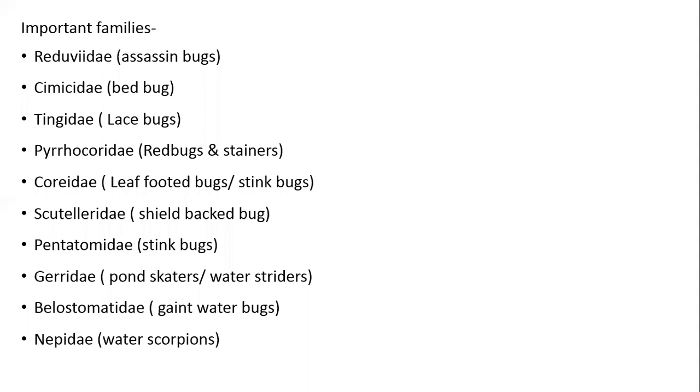Now we describe the important families of the Heteroptera: Reduviidae, assassin bugs; Cimicidae, bedbugs; Tingidae, lace bugs; Pyrrhocoridae, red bugs or stainers; Coreidae, leaf-footed bugs; Scutelleridae, shield bugs; Pentatomidae, stink bugs; Gerridae, pond skaters or water striders; Belostomatidae, giant water bugs; Nepidae, water scorpions. Various other families are also present in the Heteroptera. Some of them we describe here.